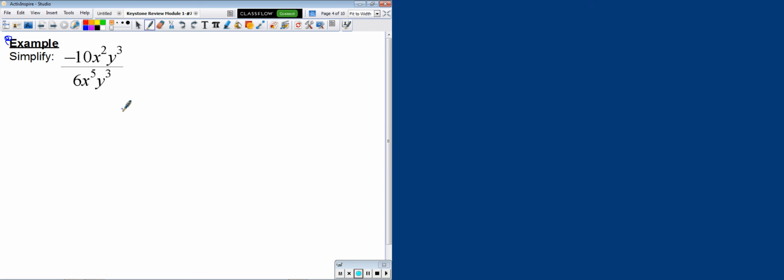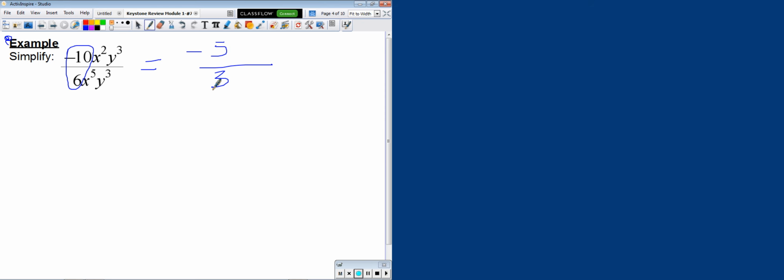So this one here takes some reducing along with subtracting the exponents. Once again, you have coefficients here, so you want to make sure you reduce those before you do anything else. So negative 10 over 6, 2 can go into both of those. So this would be negative 5 over 3 when you reduce it.